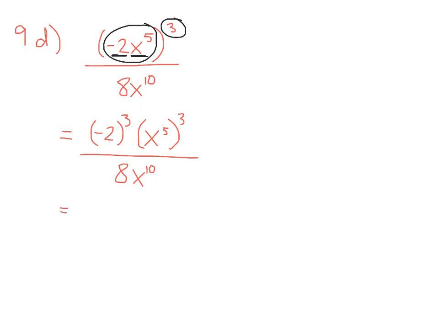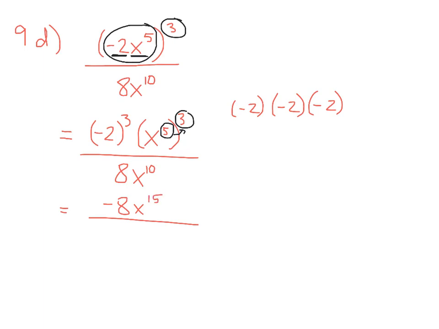Continuing this, at the top I have negative 2 to the power of 3. Well, negative 2 to the power of 3 is negative 2 times another negative 2 times another negative 2, which is actually negative 8. And then we have x to the power of 5 to the power of 3. That's just the power of a power rule. The rule is keep the base as x and multiply the exponents. 5 times 3 would be 15. On the bottom, I still have 8x to the power of 10.